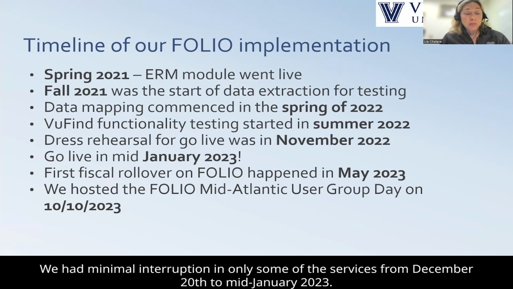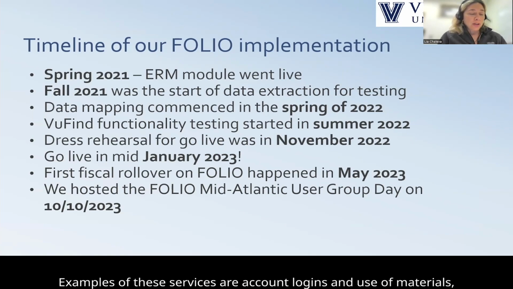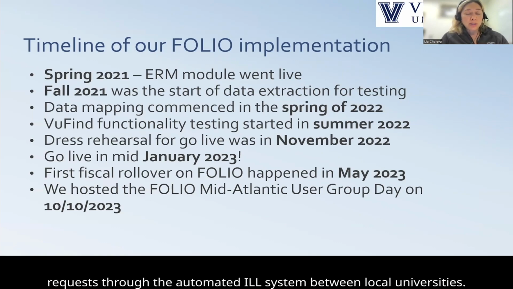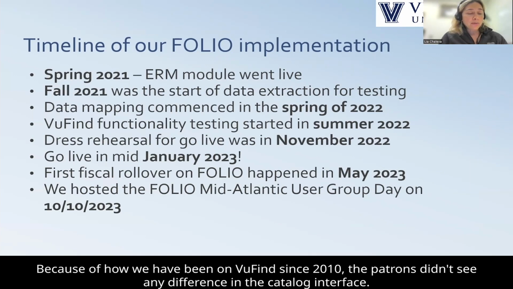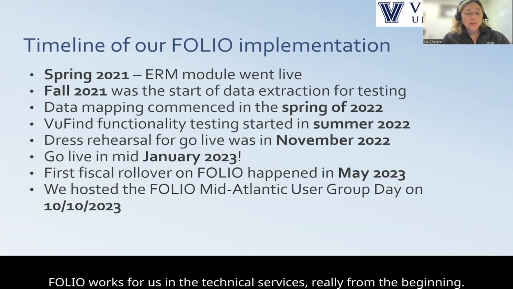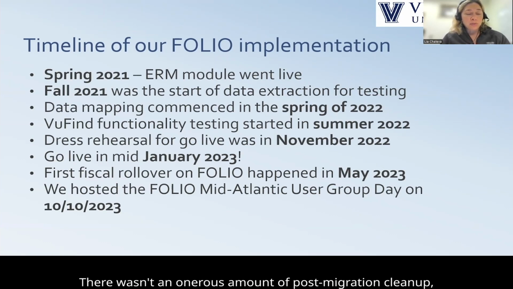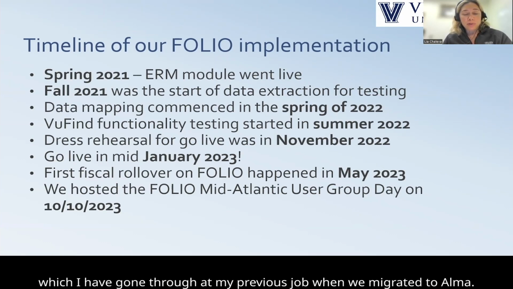We had minimal interruption in only some of the services from December 20th to mid-January 2023. Examples of these services are account login, renewals of materials, requests through the automated ILL system between local universities. Because we have been on Viewfind since 2010, the patrons didn't see any difference in the catalog interface. FOLIO worked for us in technical services really from the beginning. There wasn't an onerous amount of post-migration cleanup, which I have gone through at my previous job, where we migrated to Alma.